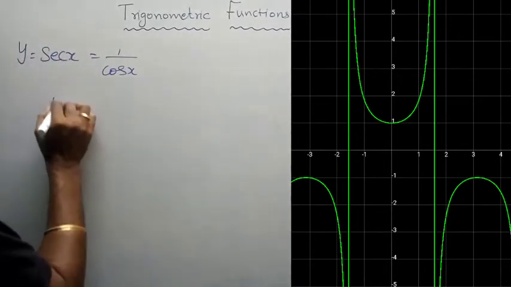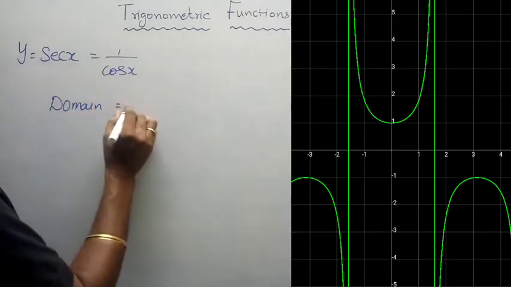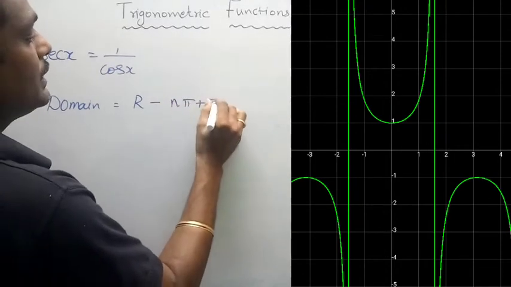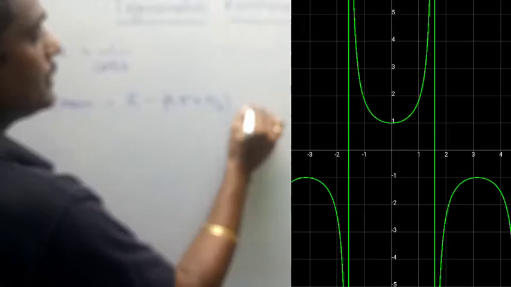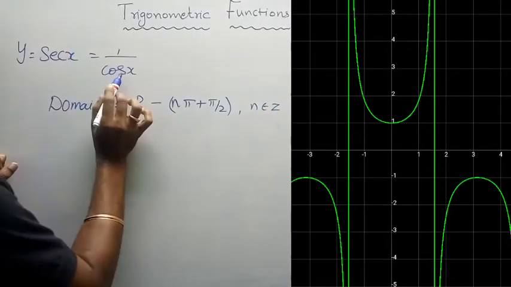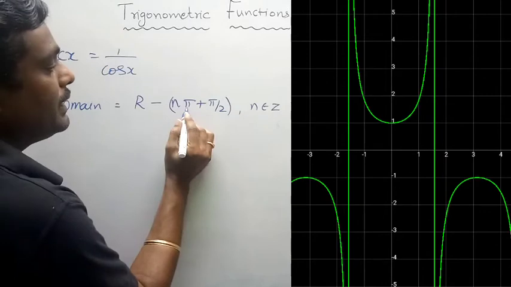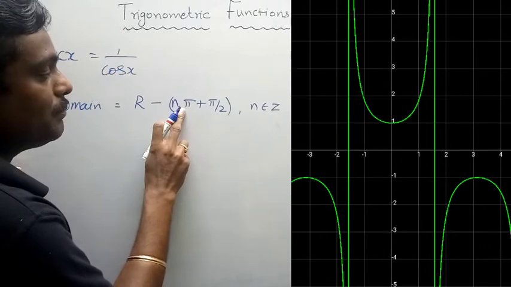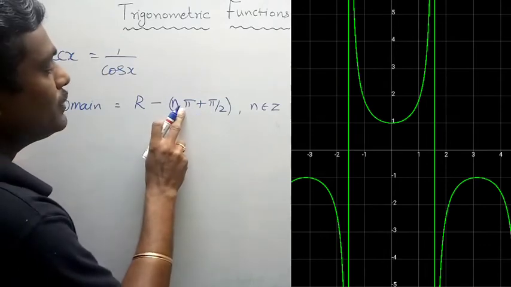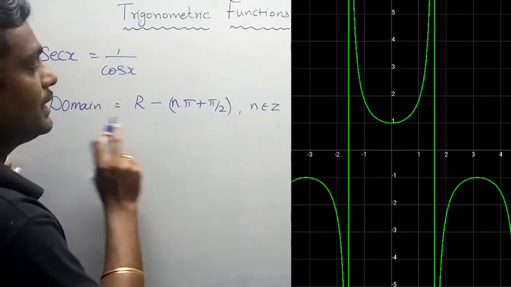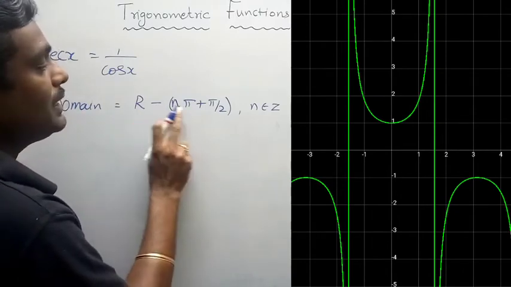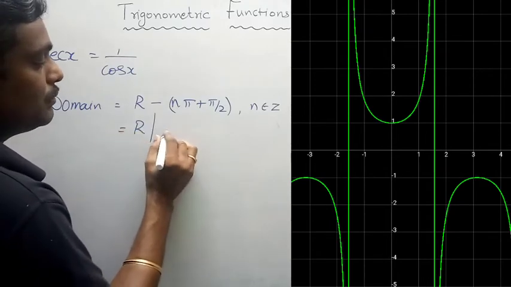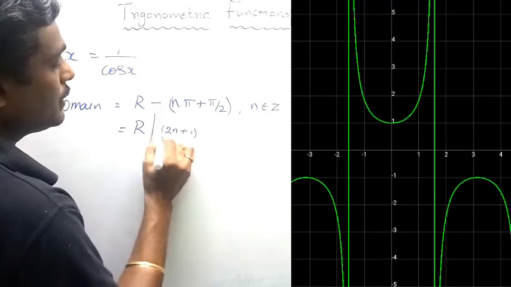In this case, the domain is the set of all real numbers except n pi plus 90. Why am I writing like this? Because cos x becomes 0 at n pi plus 90. We already discussed just now that cos x will be 0 at n pi plus 90. So you want to remove this n pi plus 90, where secant x does not exist. So the set of all real numbers minus n pi plus 90, or you can write the set of all real numbers, removing 2n plus 1 into pi by 2.